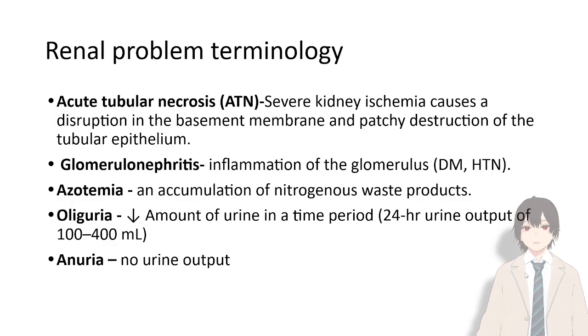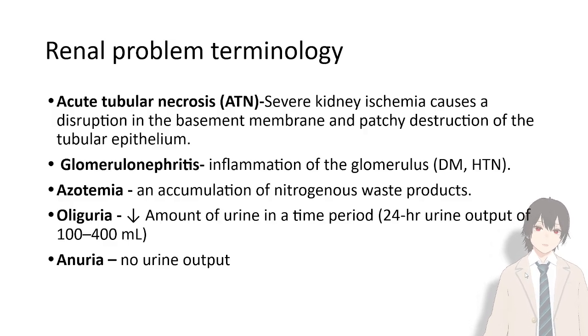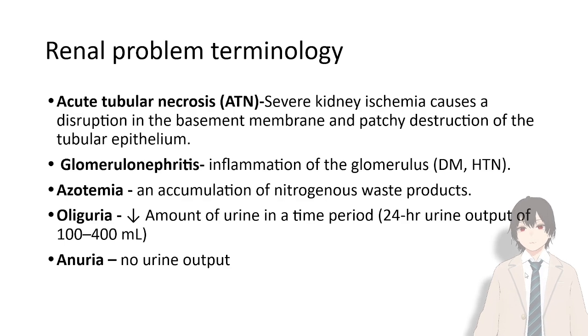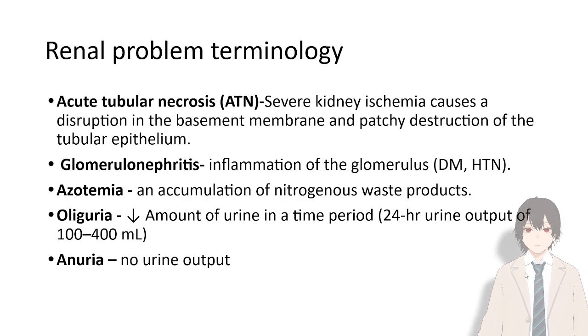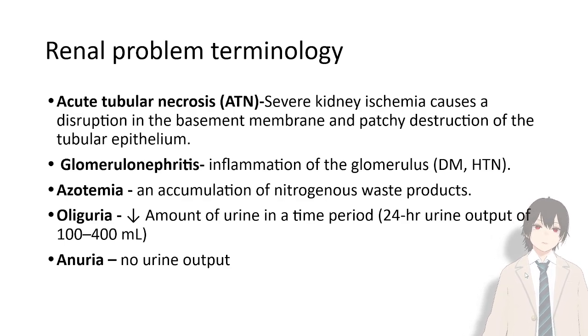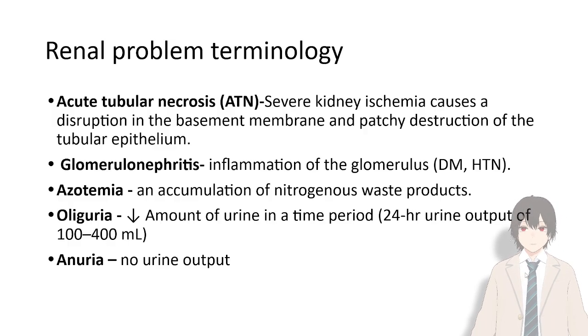The general rule of thumb is 30 ml an hour, or if you're being more specific, 0.5 ml times the patient's weight in kilograms. That's also a good way. That's like the more accurate way to figure out the amount of urine that the person should be producing. And anuria, an meaning nothing, so no urine output at all.